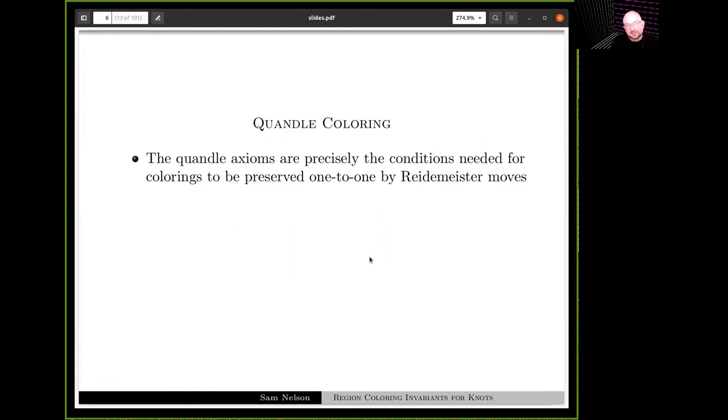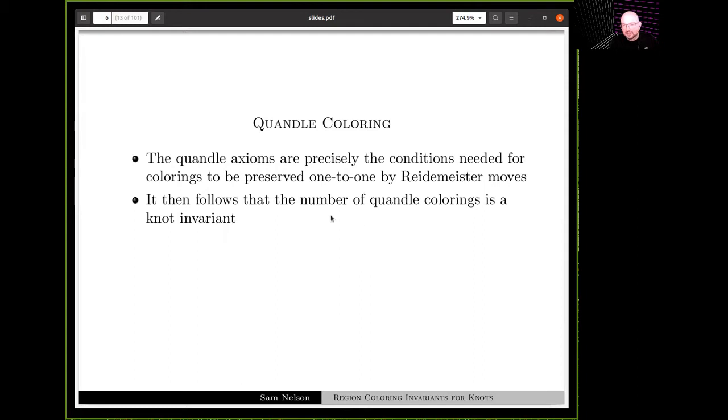So, as I mentioned, the quandle axioms are precisely the conditions needed for these colorings to be preserved one-to-one by Reidemeister moves. But in fact, it's not just the number of colorings. It's, in a sense, the set of colorings.